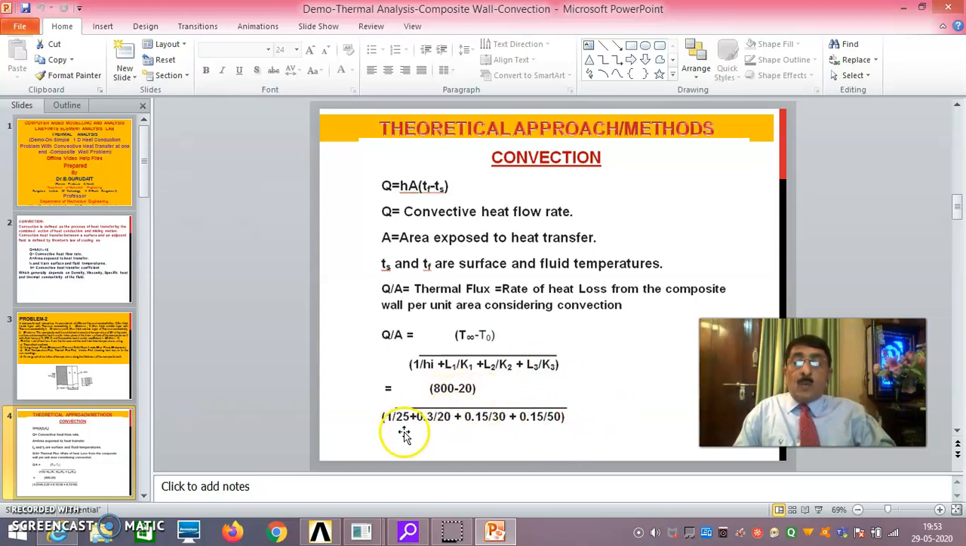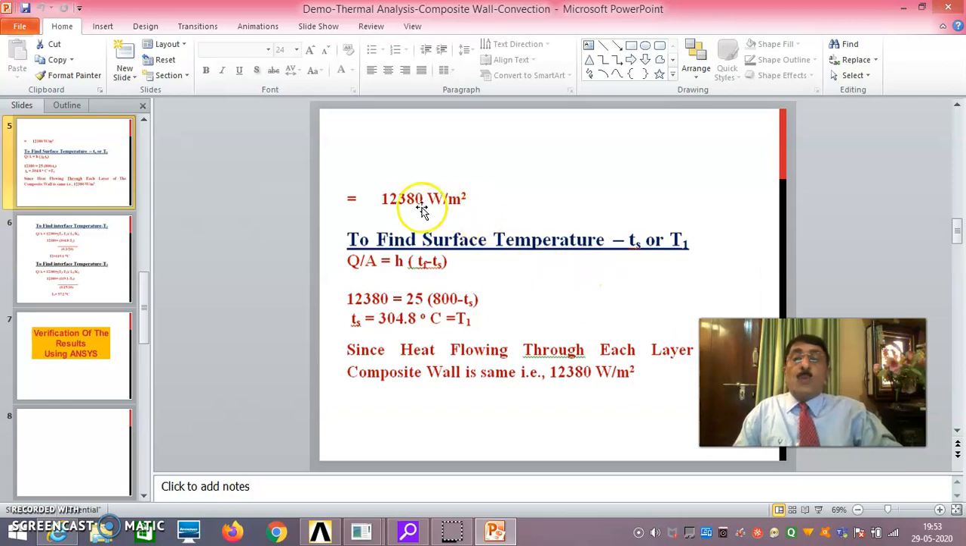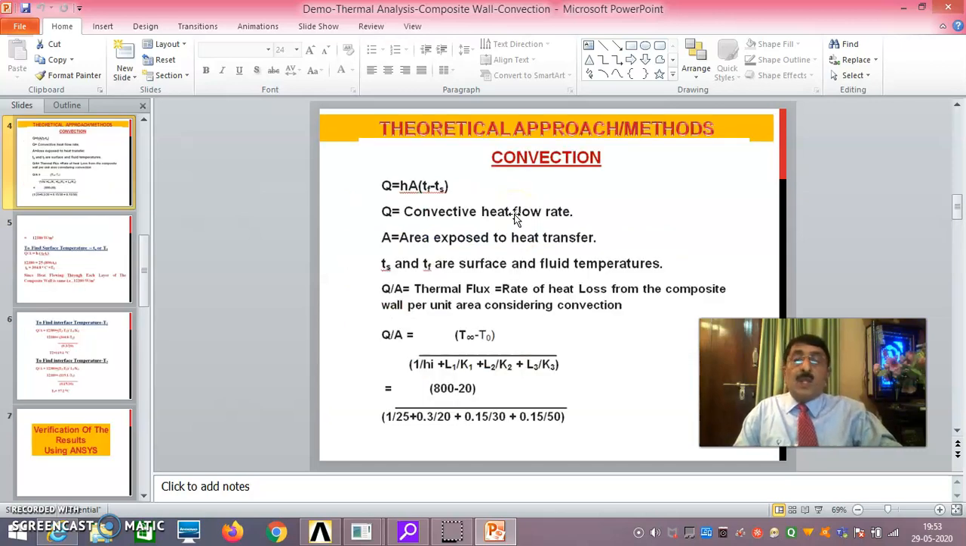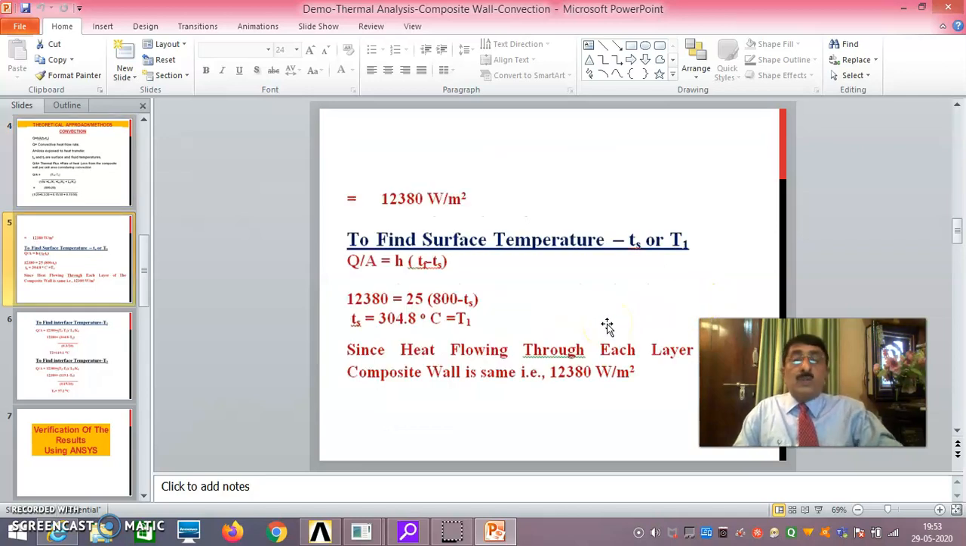800 minus 20, over 1 by 25 plus 0.3 by 20 plus 0.15 by 30 plus 0.15 by 50. This equals 12380 watt per meter square. This is the flow rate, the rate of heat loss from the composite wall, which is 12380. This has to be verified.